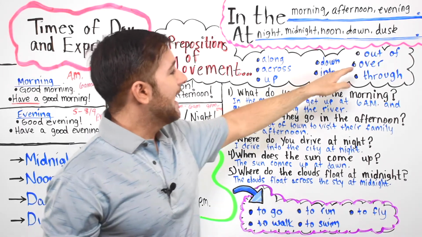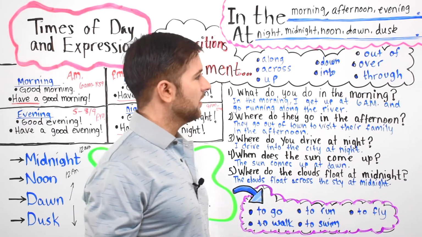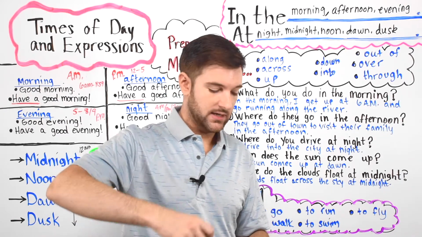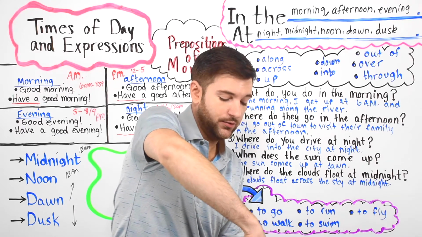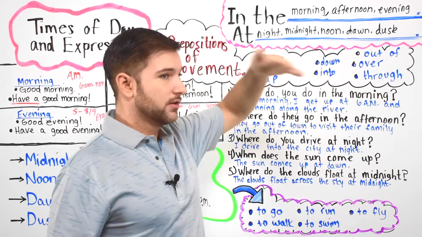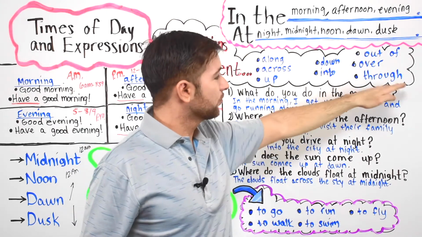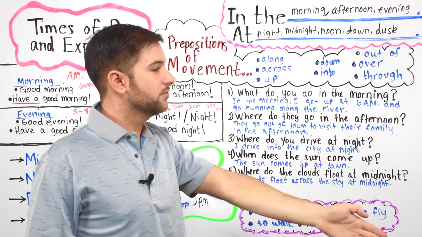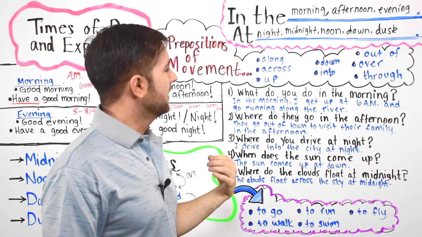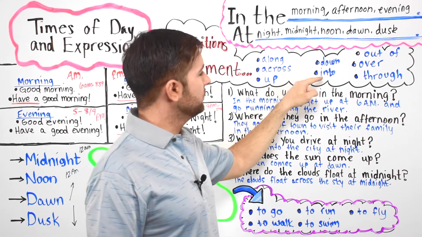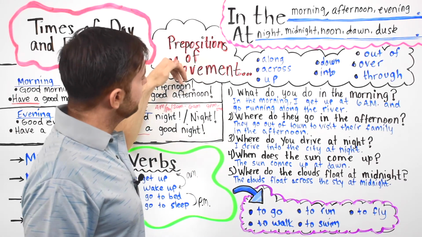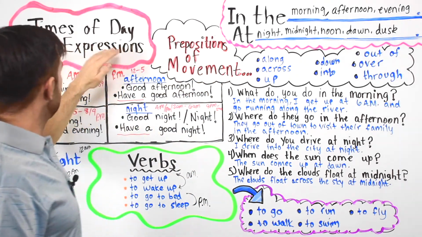You have out of when something comes out. So for example, you have a box of popcorn, and you put your hand in the box of popcorn and you pull out popcorn, right? You pull out. So out of. Over, like over your head, and then through. Right through the city, right through the body, right through something, okay? So again, along, across, up, down, into, out of, over, and through. Now, when we talk about prepositions of movement, we're going to use these with the times of day and expressions.